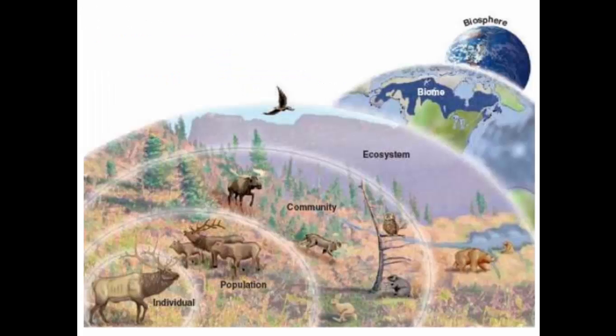So in just sort of a pictorial form, here we have the smallest group, just one individual organism. A group of those organisms living together in an area is a population. Many populations living together form a community. The community, along with the non-living parts of the environment, make up that ecosystem. A bunch of these ecosystems form biomes, which then all together form the biosphere.